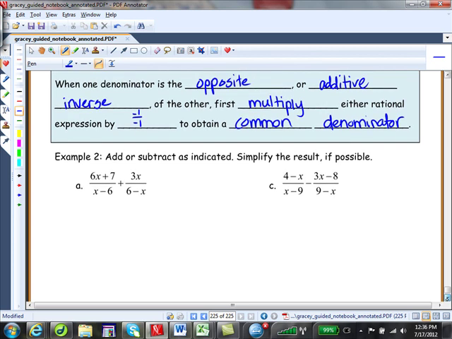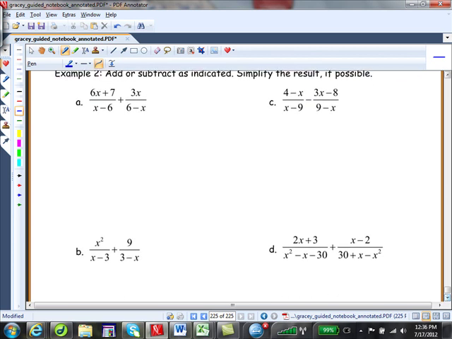So here we go. So this first one, notice that the denominators are almost the same. They're just opposite.